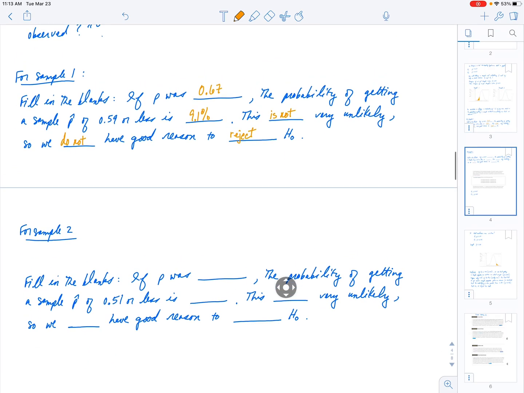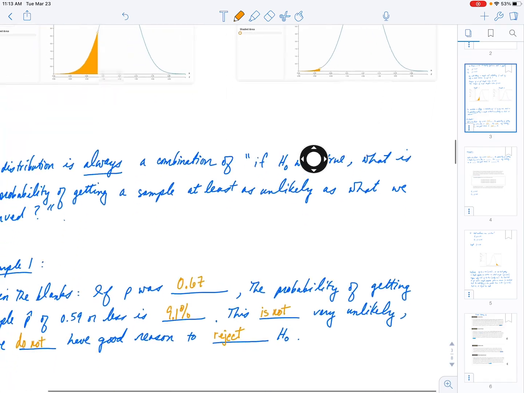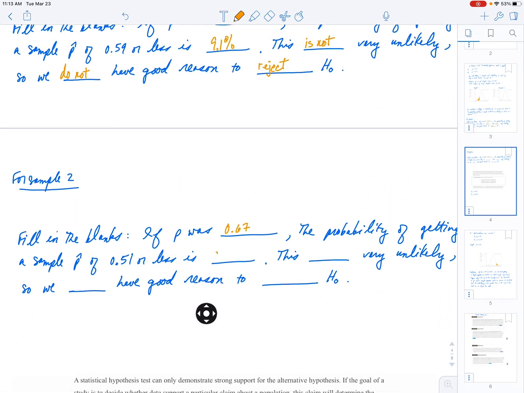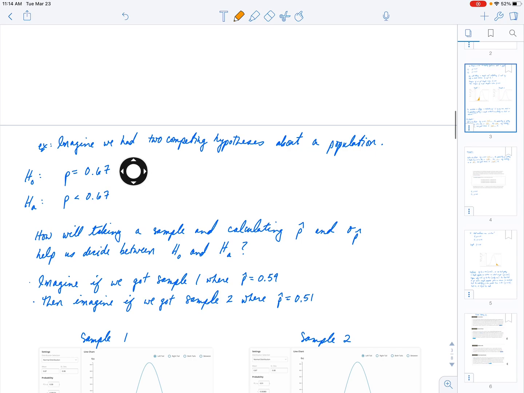On the other hand, for sample 2, if again the population proportion was 0.67, the probability of getting a sample proportion p hat of 0.51 or less, what was the probability of that? It was 0.38%. That's tiny. That's not even 0.5%. So the odds of getting this sample proportion are very unlikely. So we do have good reason to reject H naught. We do have good reason to reject the assumption that the population proportion was 0.67.